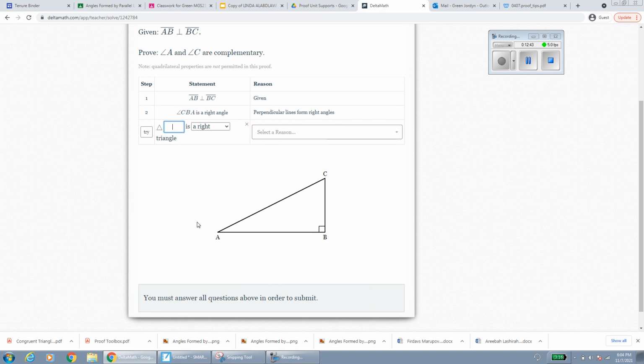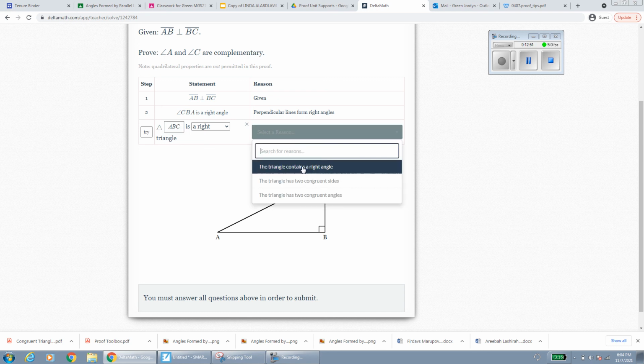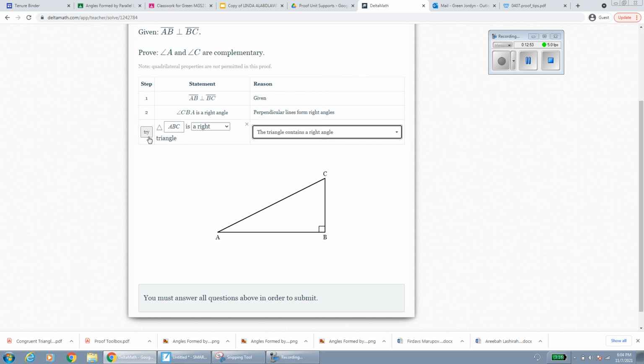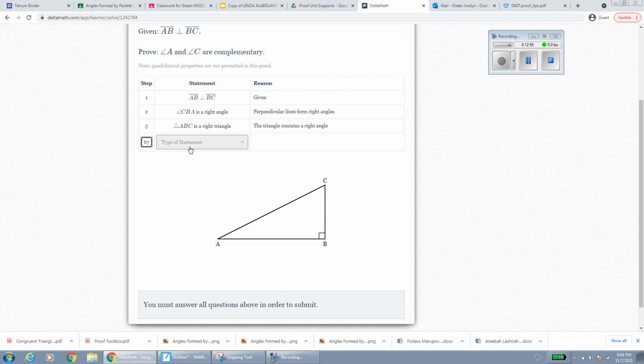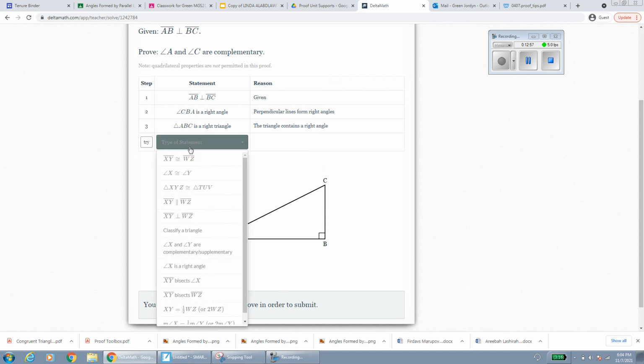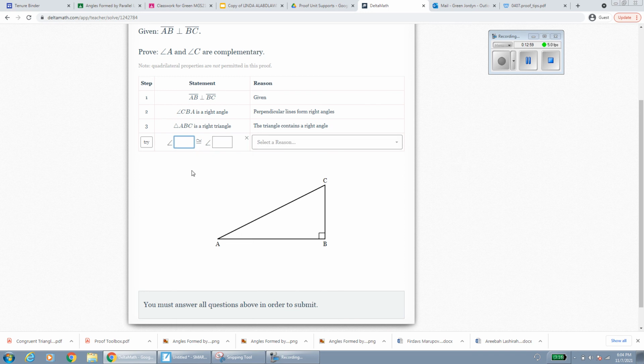So let me classify a triangle as a right triangle. So I want to say triangle ABC is a right triangle. And the reason is that the triangle contains a right angle. Okay, now from here, I can draw the conclusion that angle A and angle C are complementary. They need to add up to 90 degrees, because since all the angles of a triangle add up to 180 and this one's already 90, this plus this has to be 90 as well.